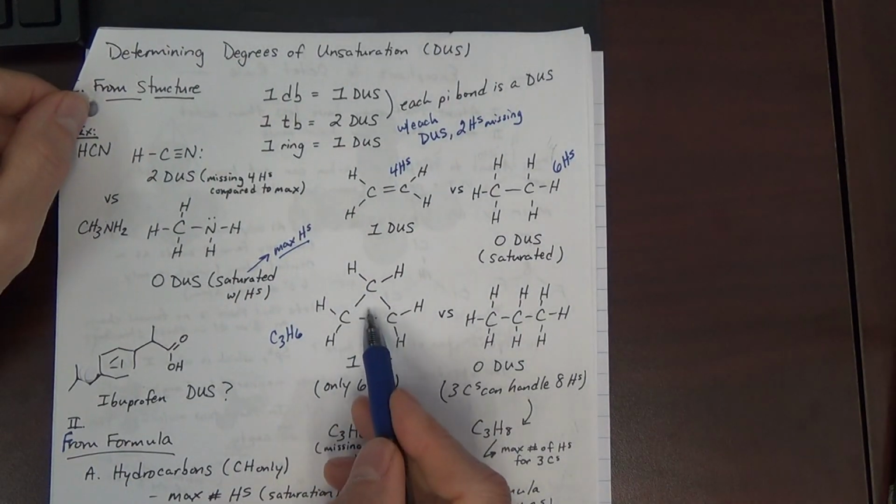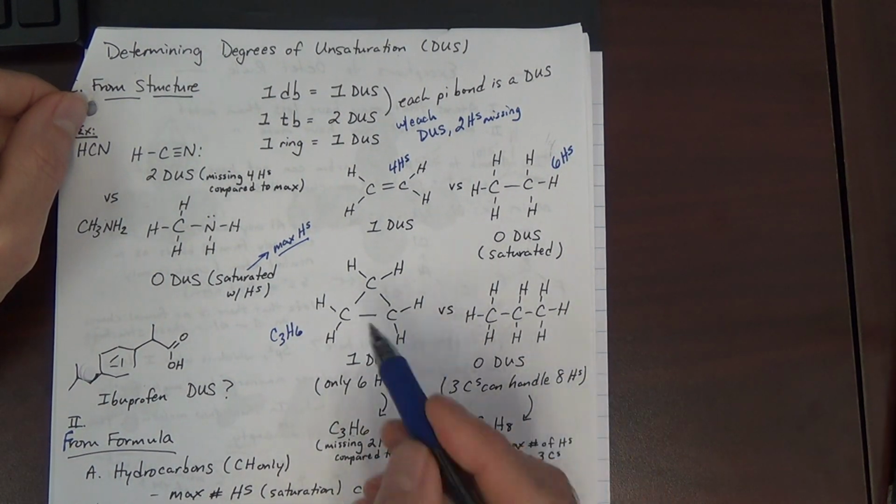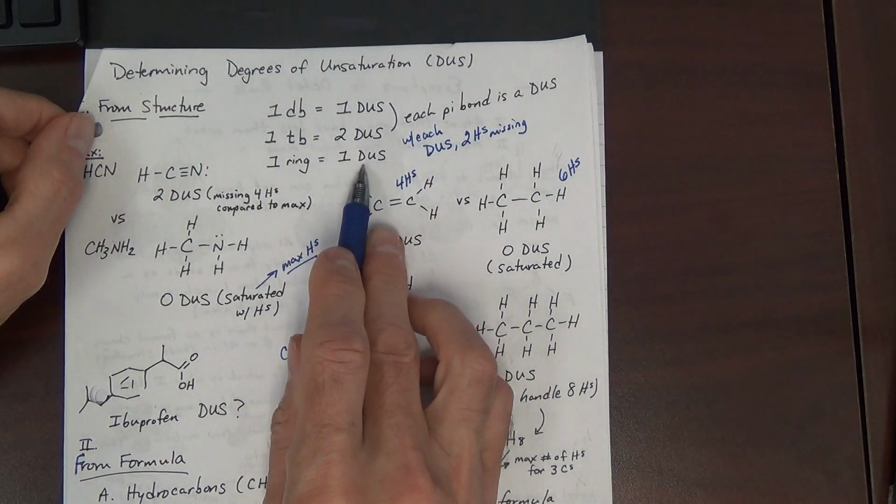Thus, a ring has 2 H's removed compared to the open version. And when you remove 2 H's, that's ultimately a DUS.